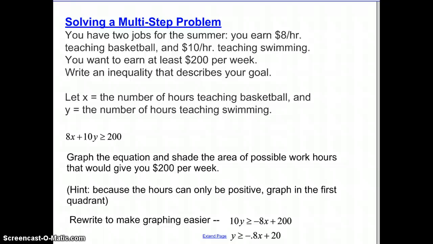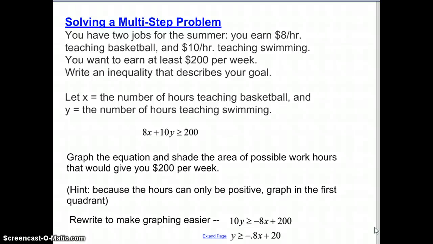So if we let x equal the number of hours teaching basketball and y equal the number of hours teaching swimming, then we would come up with something like this. 8x plus 10y is greater than or equal to 200. You're going to graph that equation and shade the area of possible work hours that could give you $200 a week, so you could see all the different combinations.